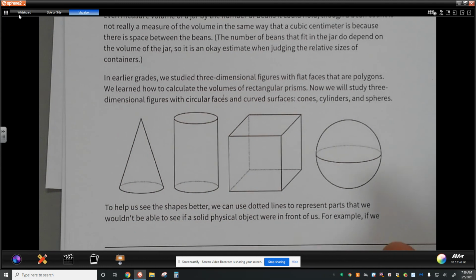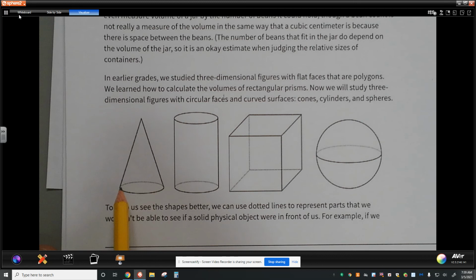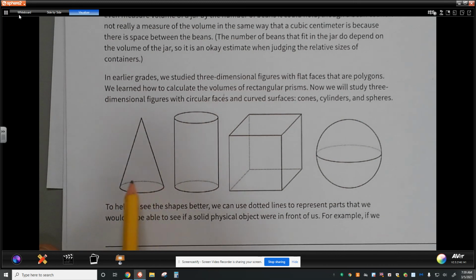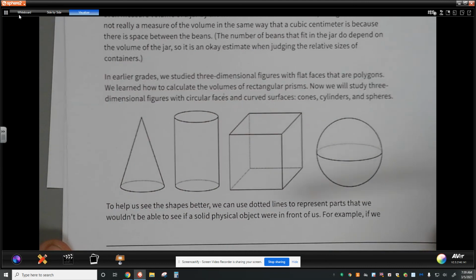To help us to see these shapes better, we can use dotted lines to represent parts that we couldn't actually see in the solid. So what you'll notice on your paper is a little stippled line, a little bunch of dots to tell that it's much lighter, and it gives some dimension for us to be able to actually look at that object.